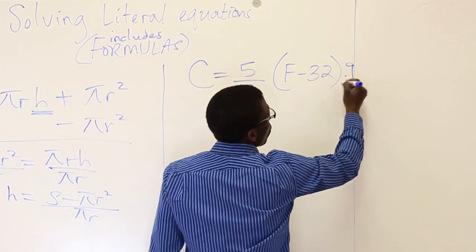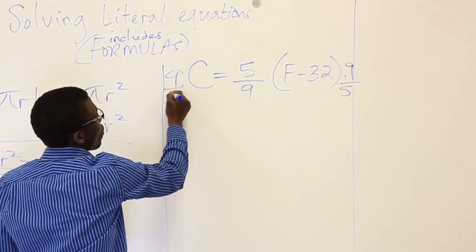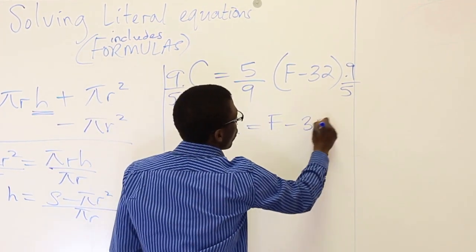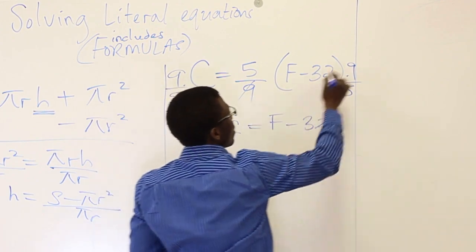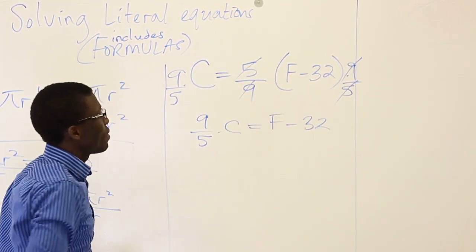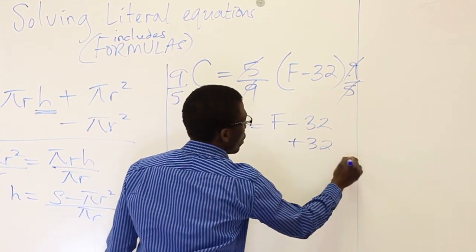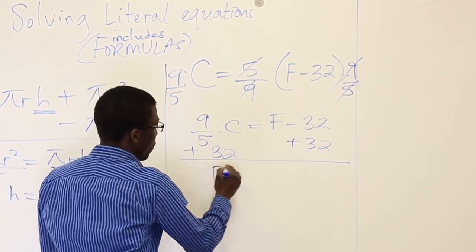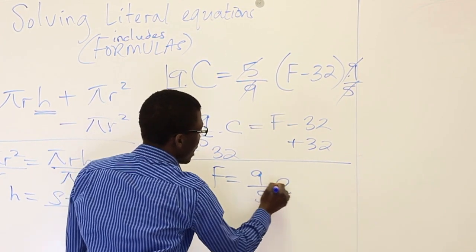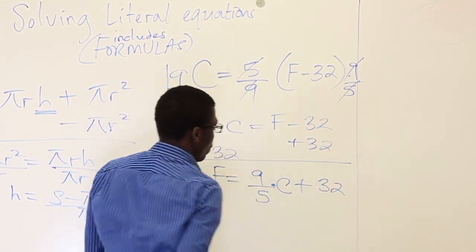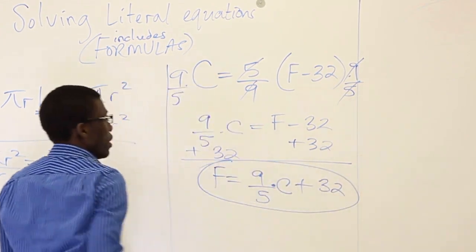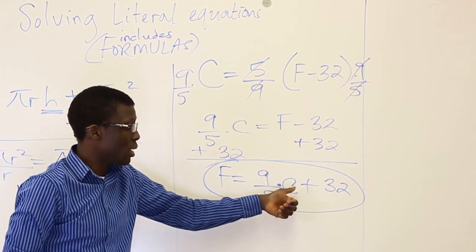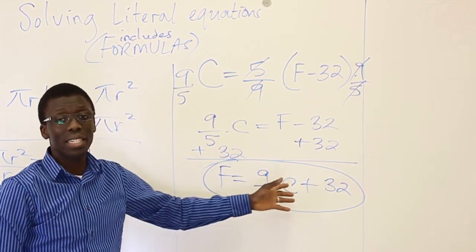Well, first you go 9 over 5 times c is equal to f minus 32, right? So the 9 cancels the 9, the 5 cancels the 5. And then you add 32 to both sides, okay? And so now you're left with f is equal to 9 over 5c plus 32. You've converted the formula now so that you can find the degrees in Fahrenheit. If I give you the degrees in Celsius as 25, you can do the math and find it in Fahrenheit.